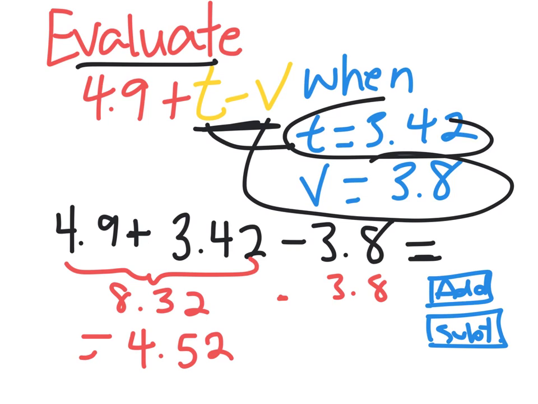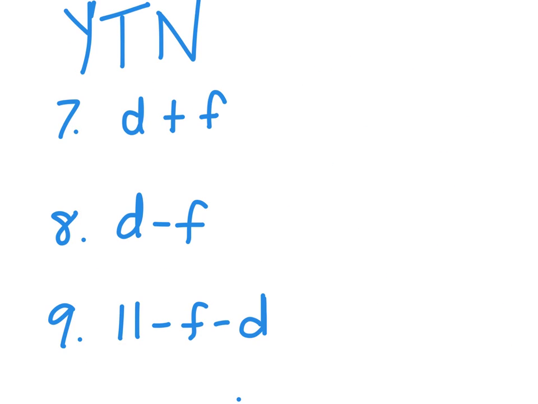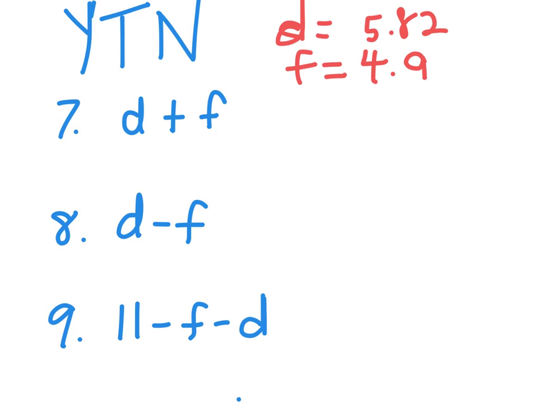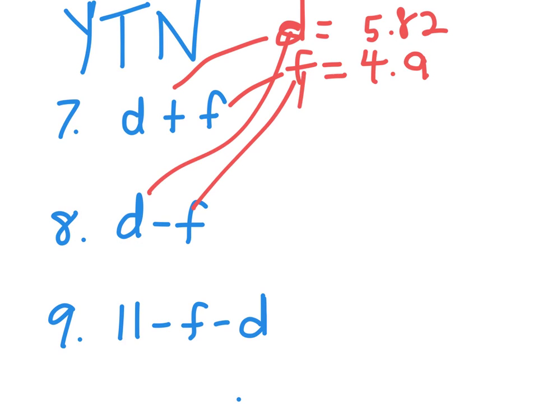Okay. Then in the Your Turn to Play boxes, number 7 says D plus F. It tells you that D equals 5.82 and that F equals 4.9. So you're just going to replace all this with the correct numbers that are right here, and rework and solve those.